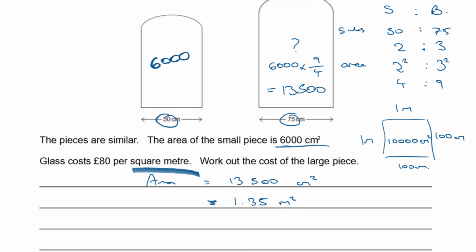Okay, so then the cost is going to be 1.35 times the £80 per square meter. So 1.35 times 80, and that comes out to be 108 pounds.